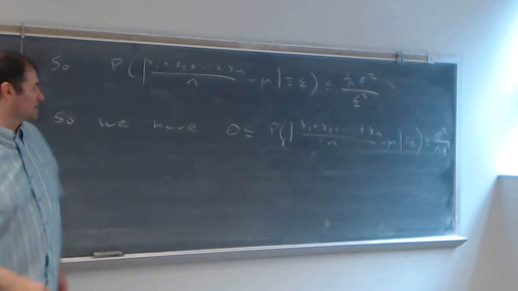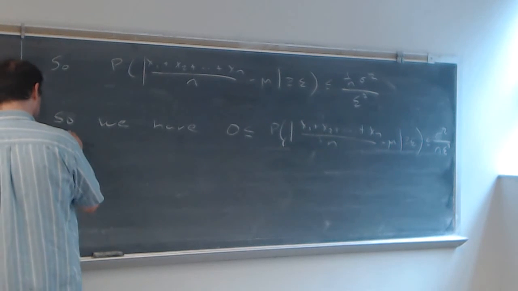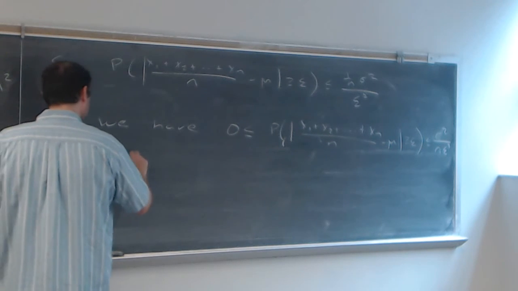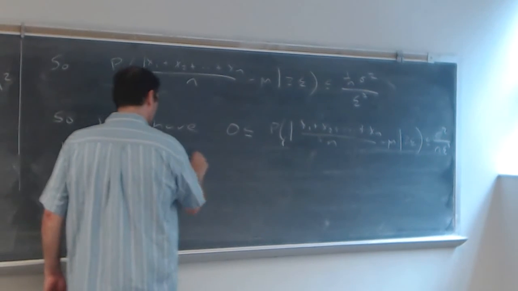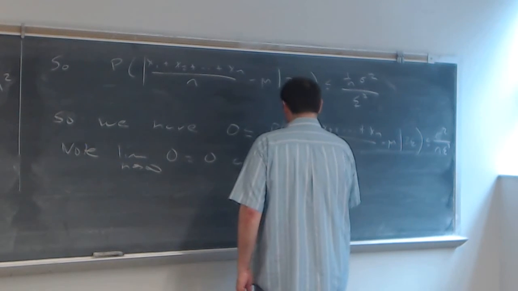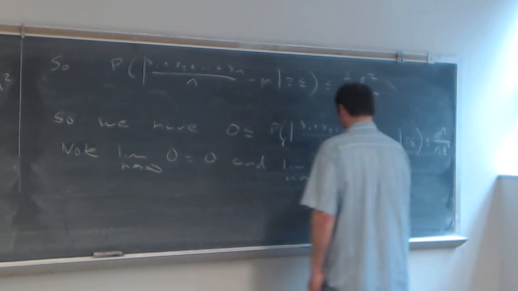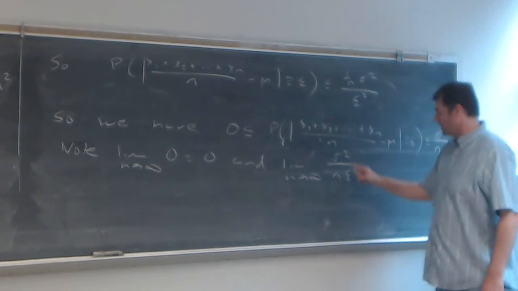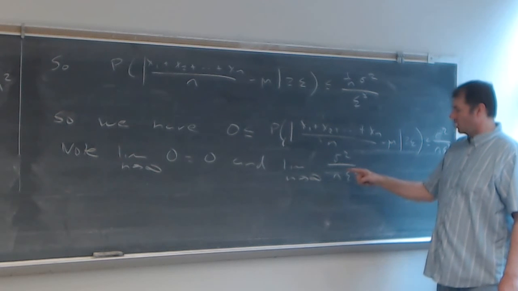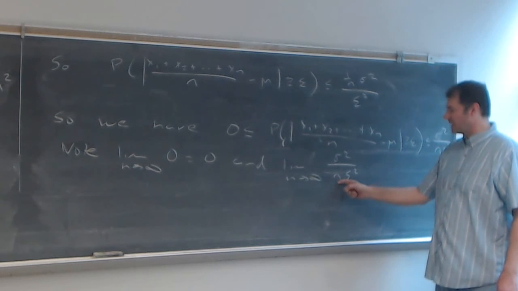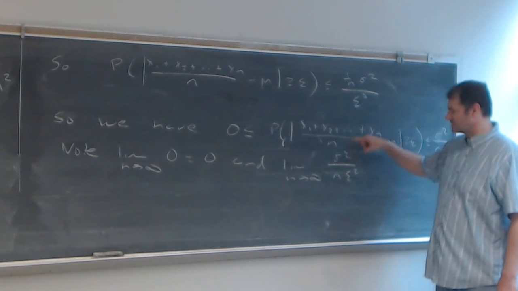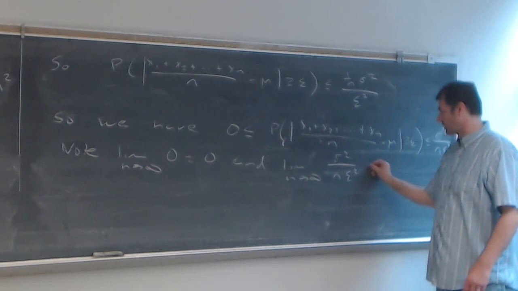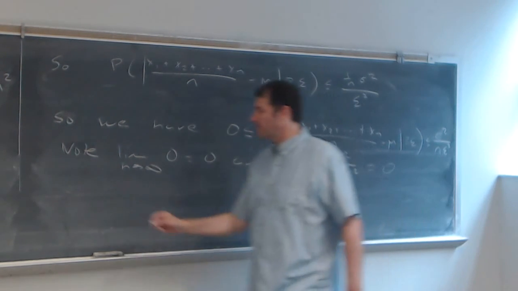Now, if we take the limit as n goes to infinity, note the limit as n goes to infinity of 0, that's just 0, and the limit as n goes to infinity of sigma squared, which is a fixed number, over n times epsilon squared. Well, these are just numbers. So when n gets bigger and bigger, this fixed number divided by n goes to zero.